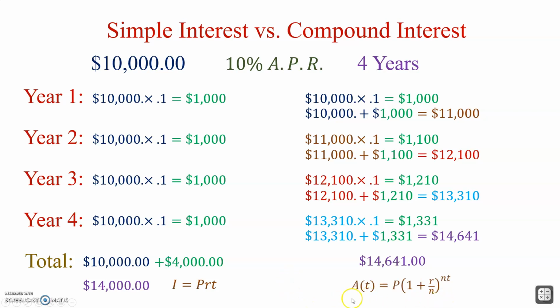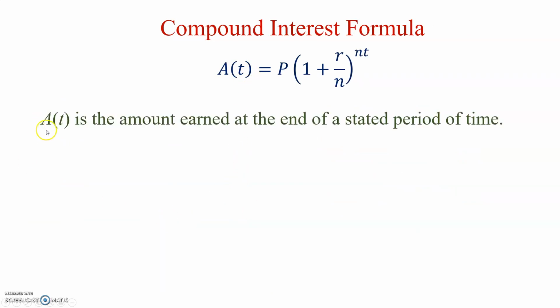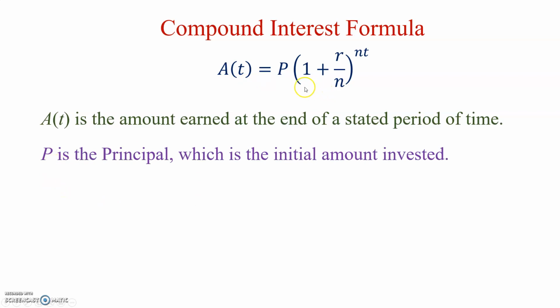This is the formula. A of t is equal to P times (1 plus r over n) to the nt. It's a lot. So we'll first look at this a little closer. So here's our formula. A of t, so we'll go through each part. A of t represents the amount that is earned at the end of a stated period. So the A is amount, t is the time. P stands for principal. Principal essentially tells you the amount that you started with. It may not be a dollar amount. It could be just a beginning number.